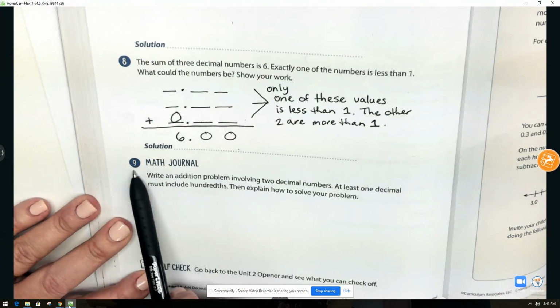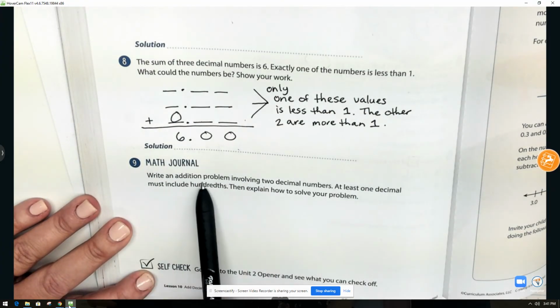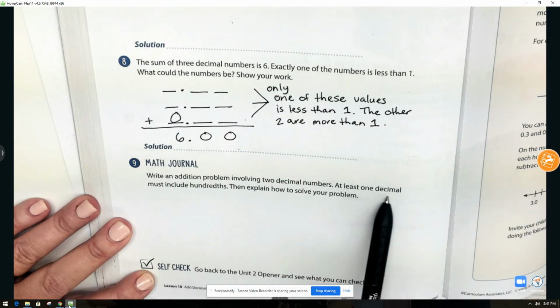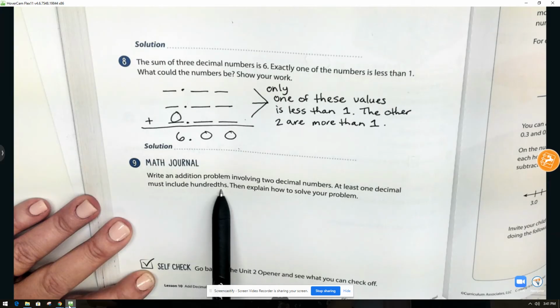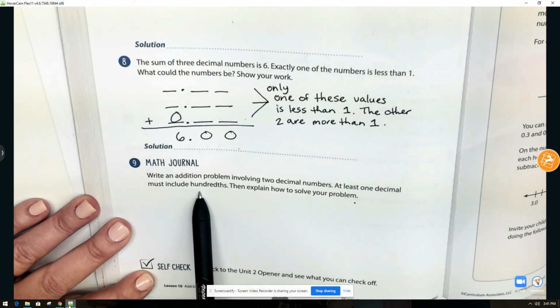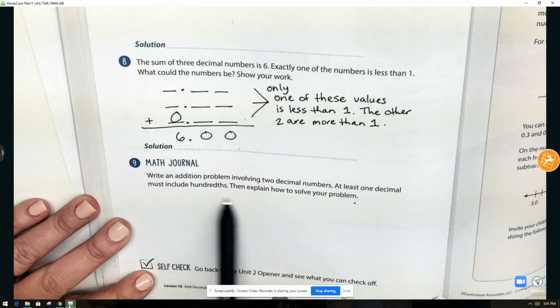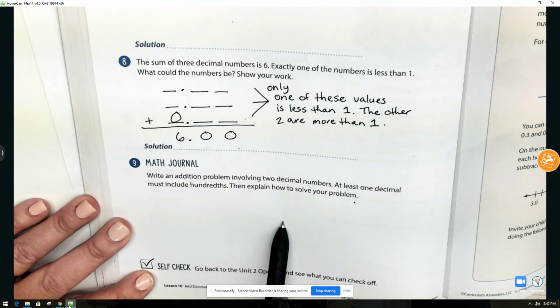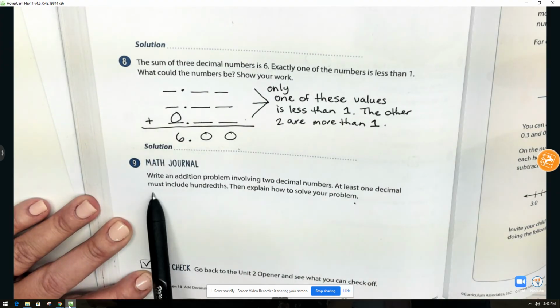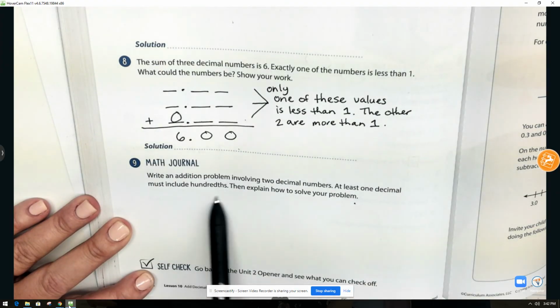And then finally, number 9 says, write an addition problem involving 2 decimal numbers. At least one decimal must include hundredths. Then explain how to solve your problem. So you can just write like this decimal plus this decimal equals this decimal, making sure that at least one has a hundredth in it.